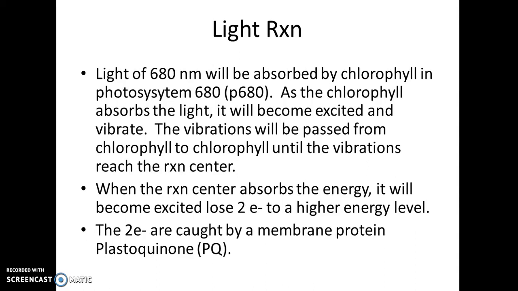We're going to start off with light of 680 nanometers, which will be absorbed by chlorophyll in photosystem 680, or P680. P stands for photosystem. As the chlorophyll absorbs the light, it will become excited and start to vibrate. The vibrations will be passed from chlorophyll to chlorophyll until they reach the reaction center. When the reaction center absorbs the energy from all those vibrating chlorophyll molecules, it will lose 2 electrons to a higher energy level. Those electrons are caught by a protein found in the membrane, and that protein is called plastoquinone, or PQ.